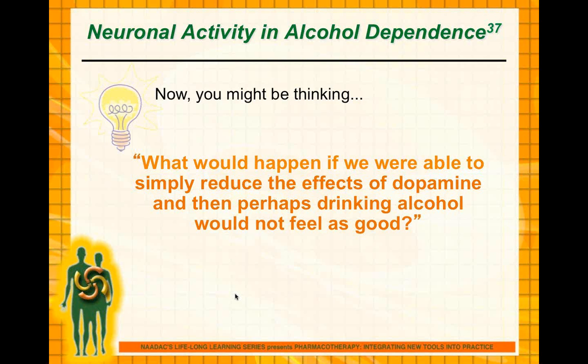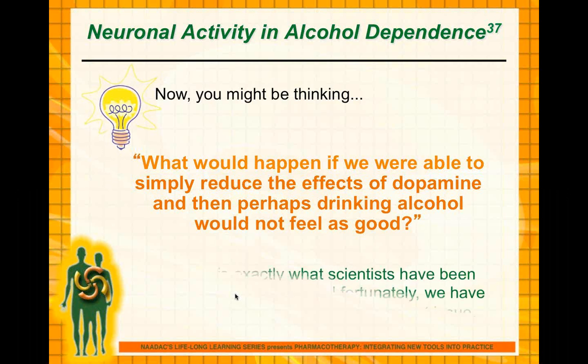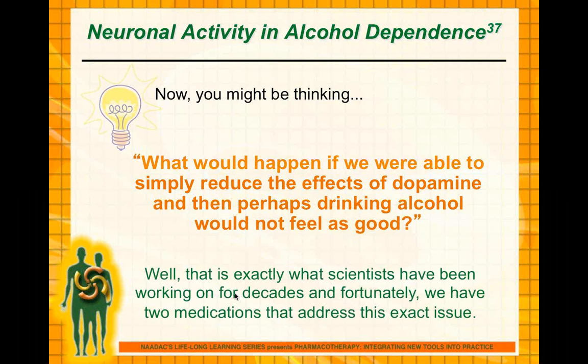We're going to hold that one off to the side and think here for a second. What would happen if we were able to simply reduce the effects of dopamine? And then perhaps drinking alcohol would not feel as good, right? If we can just stop that dopamine in its tracks, what would happen? Well, that's exactly what scientists have done. And they've been working for decades to make it happen, and we have 2 medications that work exactly at that point, where we're going to cut off the process and prevent dopamine from ever being released. And so it doesn't feel as good. So we'll talk about that in a minute.